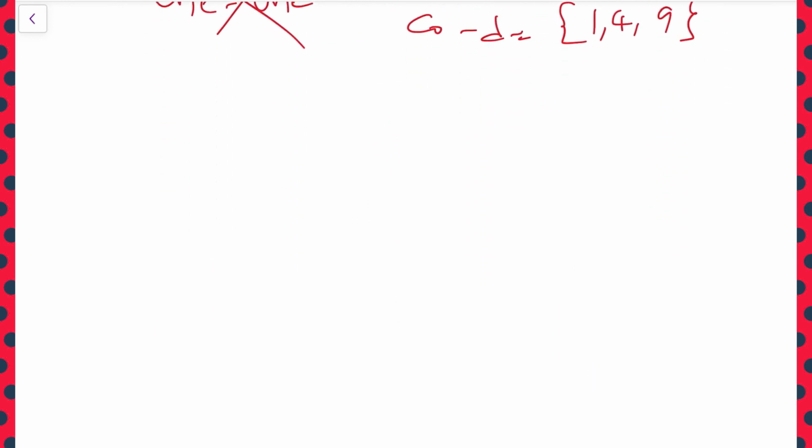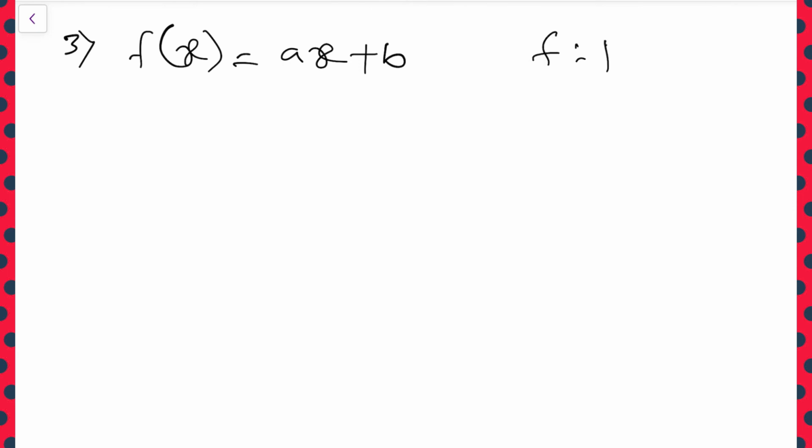Okay, let us move to the next question. f of x is equal to ax plus b. This is a linear polynomial. As I said already, a linear polynomial is obviously a one-one function, and he mentioned that it is a function from R to R.